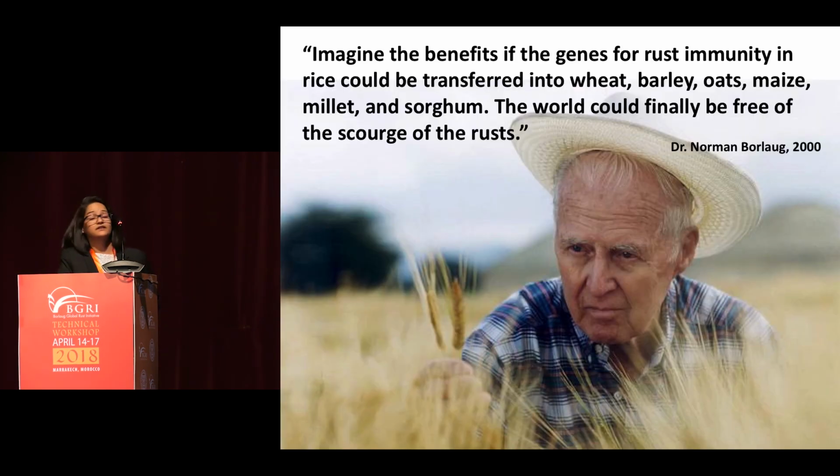And with this, this is my favorite quote. I'll just read it. Imagine the benefits if the genes for rust immunity in rice could be transferred into wheat, barley, oats, maize, millet, and sorghum. The world could finally be free of the scourge of the rust. So this is my favorite quote from Dr. Borlaug, and that world would be so nice, but then we won't have this BGRI and we'll be sad, but it will still be a nice world without rust.